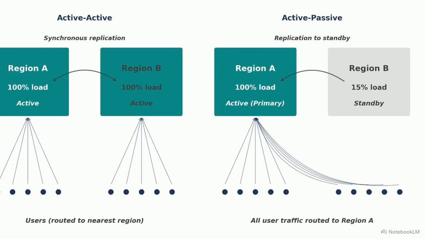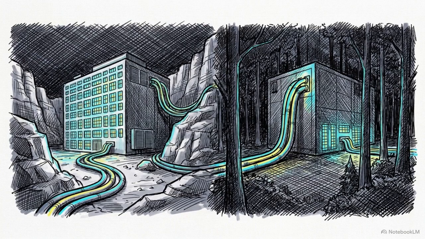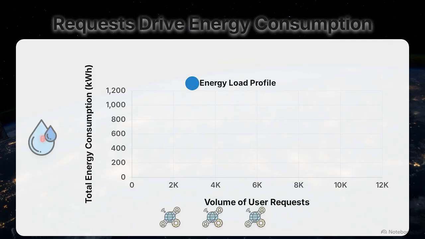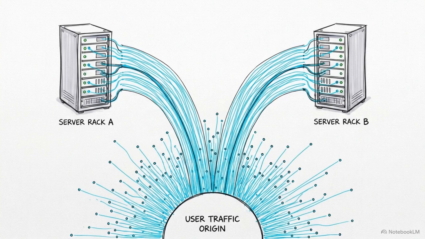It is tempting to look at the active-active setup and assume it consumes twice the energy because it uses 2 regions. But total energy consumption scales based on the number of user requests being served, not just the physical hardware you provision. Both regions do productive work that would otherwise be piled onto a single massive central server.